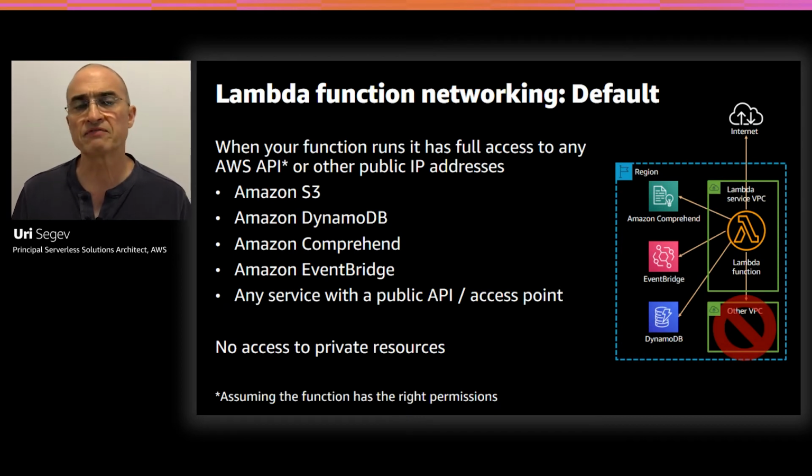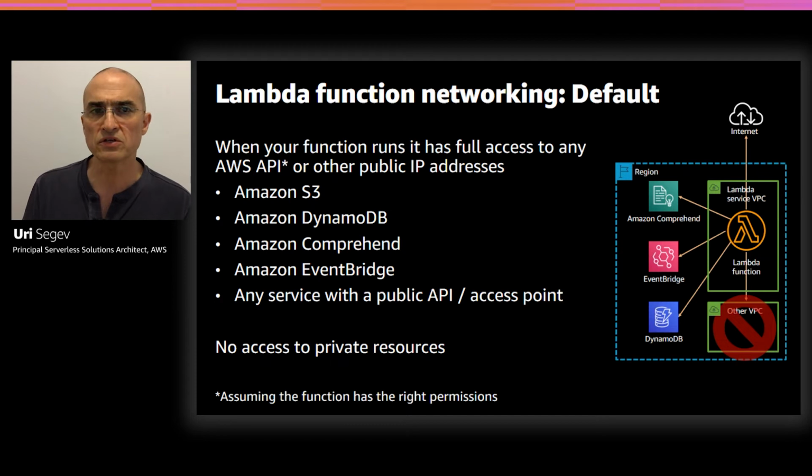So when you create a Lambda function by default, it has access to the entire internet, right? It has access to any public API, it has access to all the AWS services, assuming you have the right permissions, of course. So you can create objects on S3, you can read data from DynamoDB and so on. But you do not have any access to private resources inside your VPC.